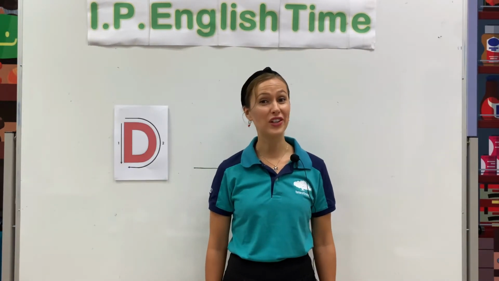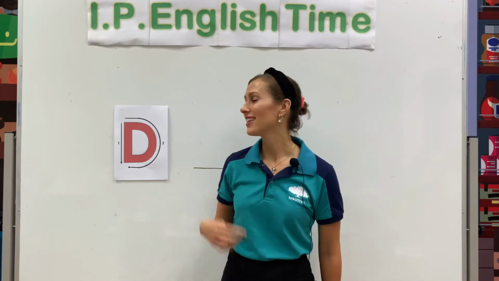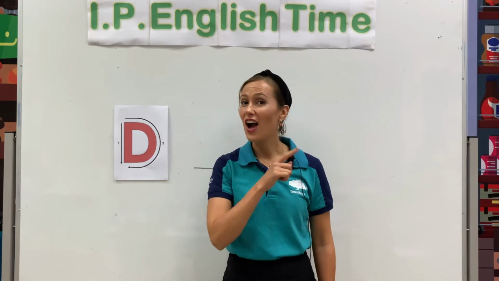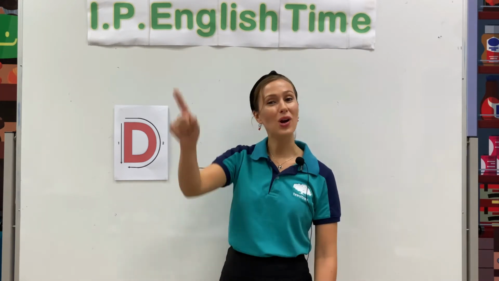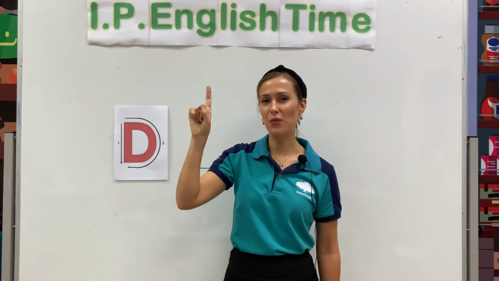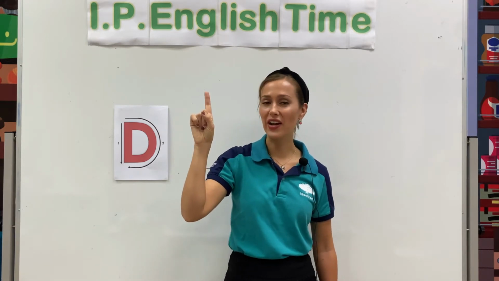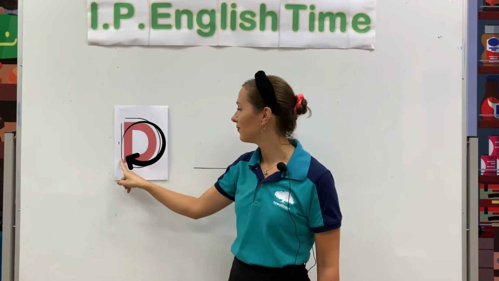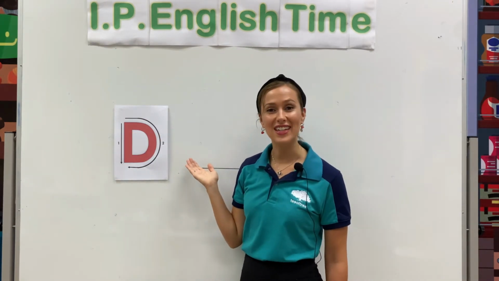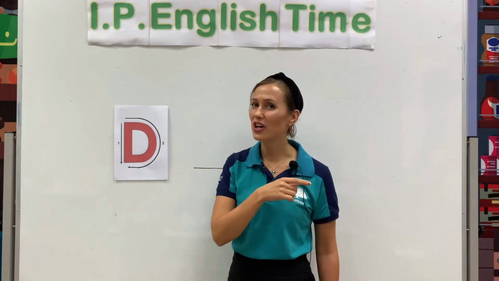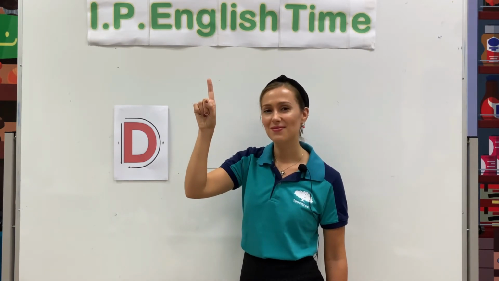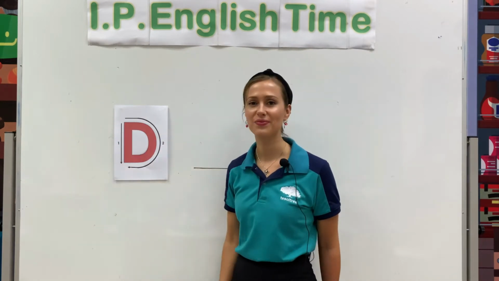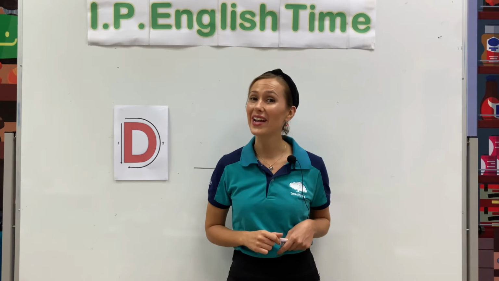Now it is time to learn how to write the capital letter D, the big letter D. Okay, if you are ready, put one finger up, please, and we will trace the big letter D together. One, two, capital letter D. Let's do that one more time. One finger up, please. One, two.